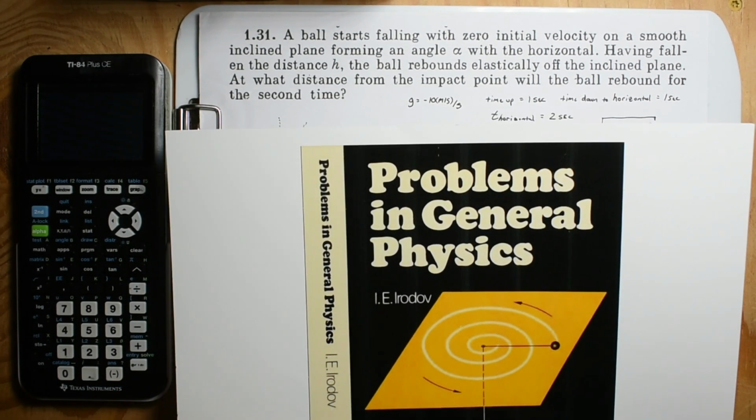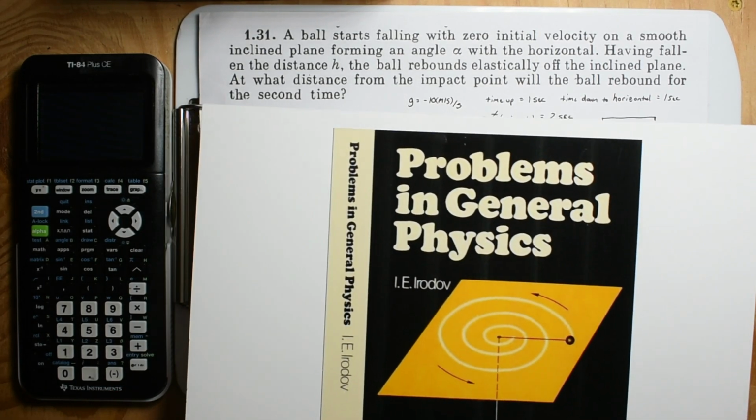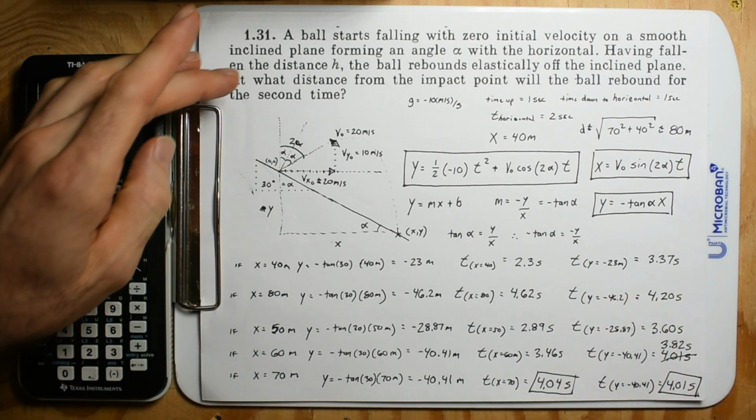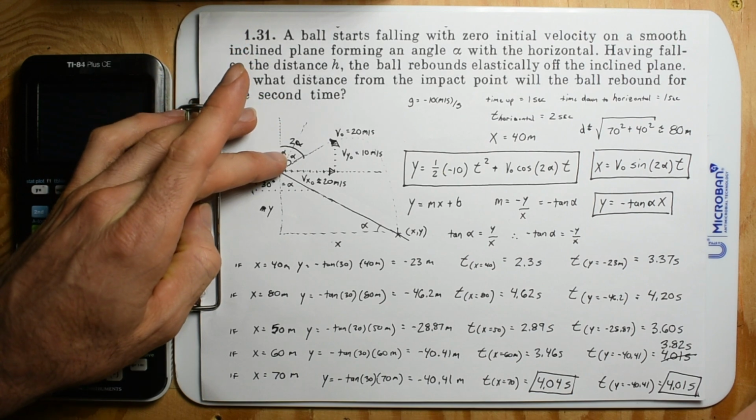Alright, this is problem 1.31, problems in general physics, and we're just going to go over the 2-minute to 5-minute solution of this. Now, we're trying to figure out just how to guess answers so we don't make mistakes. So what we have here is a ball that falls on an incline.